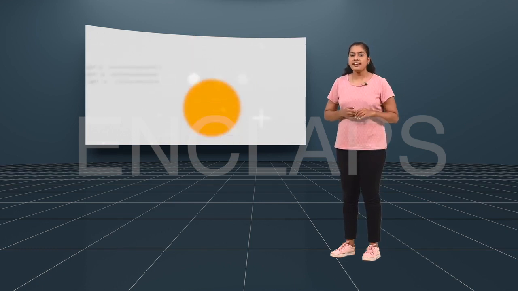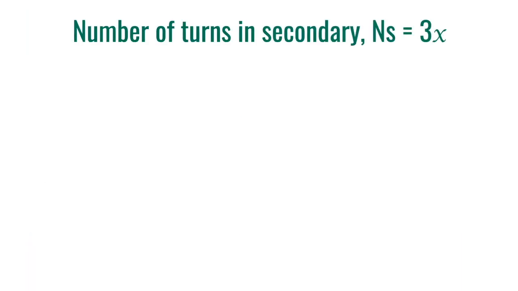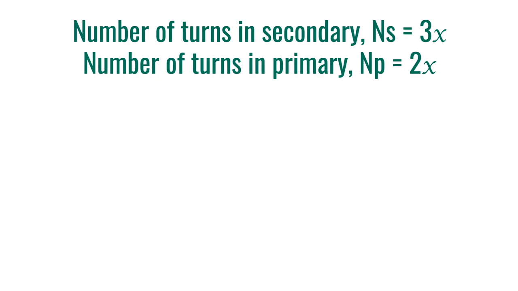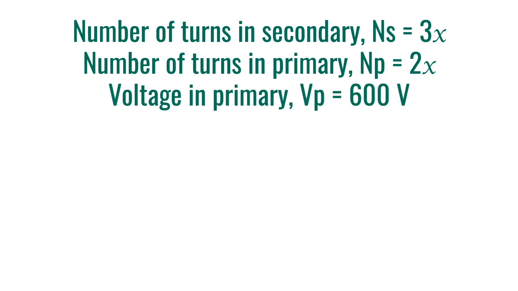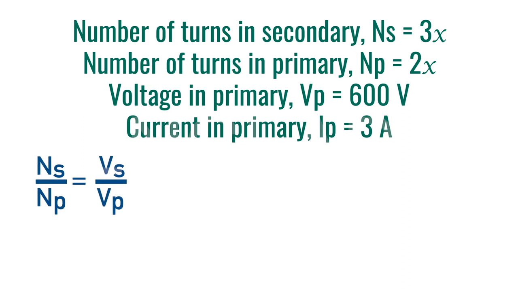So, we can simply write Ns and Np in terms of x. That is, number of turns in secondary, Ns is equal to 3x and number of turns in primary, Np is equal to 2x. And we are given voltage in primary, Vp is equal to 600 volt, current in primary, Ip is equal to 3 ampere. To find out the voltage in secondary, we can use the relation Ns divided by Np is equal to Vs divided by Vp. That is, 3x divided by 2x is equal to Vs divided by 600.